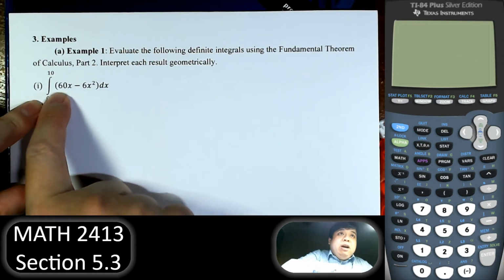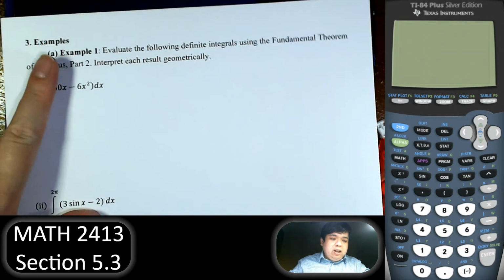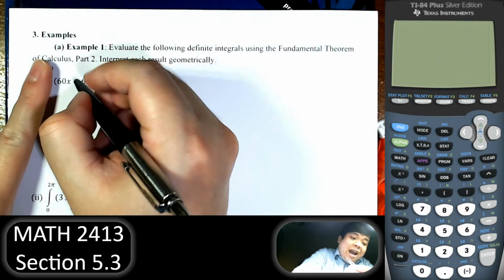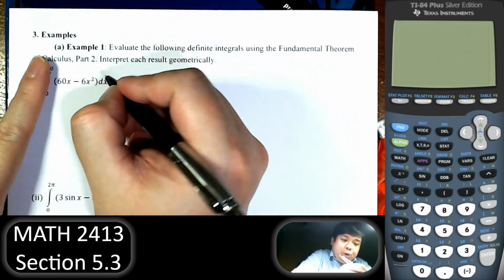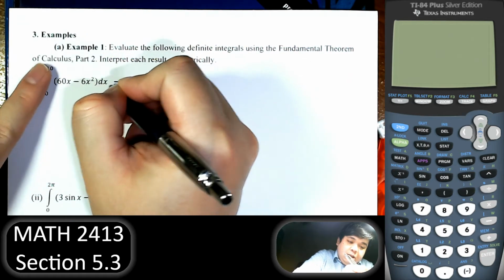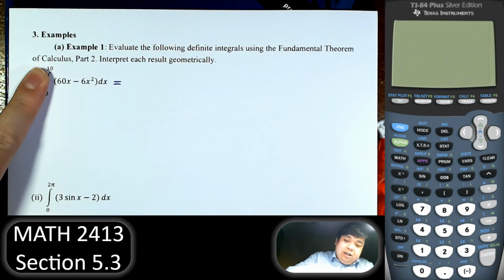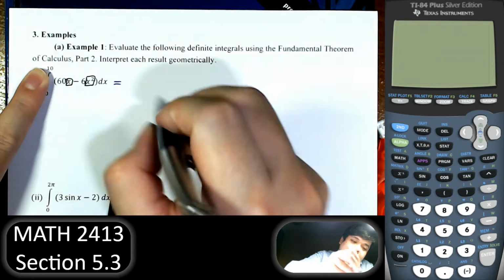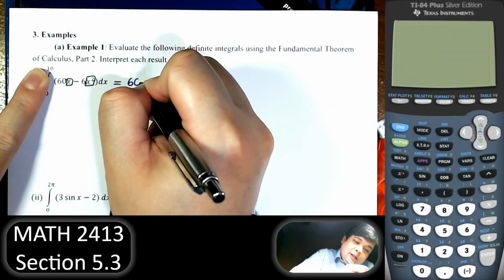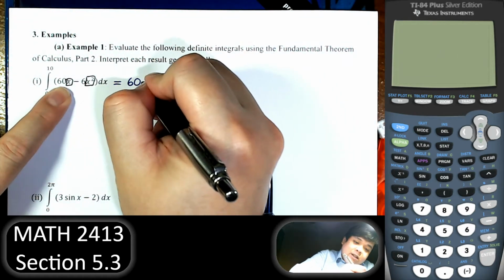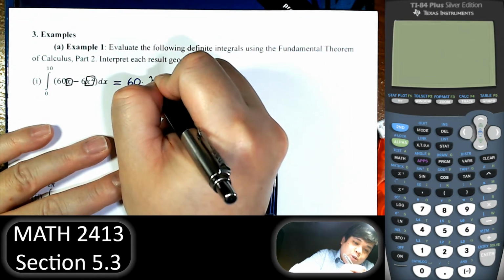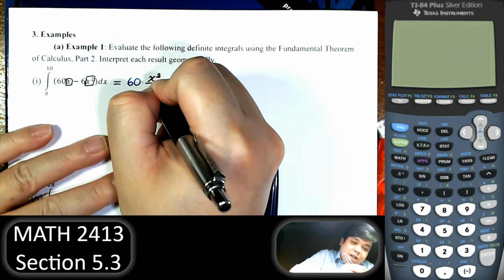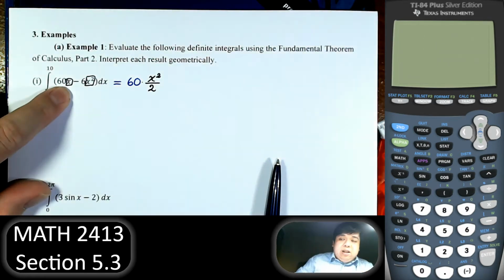Let's evaluate that. When we evaluate this, of course, the first thing is to realize that we have limits, so this is a definite integral. First we find any antiderivative. Any antiderivative will do. So first, the antiderivative of x and then x squared. We have 60 times the integral of x. The power rule: increase the power by 1 and divide by the same thing. That is the integral of x.